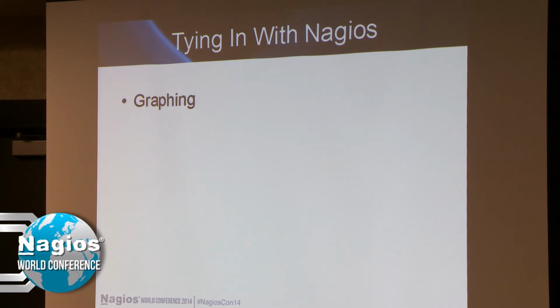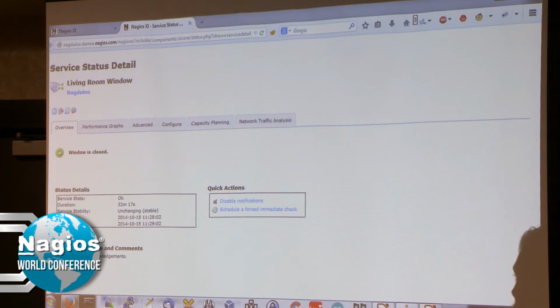Tying it in with Nagios, what can you actually do? Well, a lot of graphing, right? You can take a look at, if you are opening a window, maybe you can graph temperature over time versus the window state. I'm actually going to tab over here and do something a little bit more interesting before we get to that. Apparently for the live demo, you're actually supposed to do a live demo. So I'm going to. We have Windows closed on the Nagduino host for the living room service.